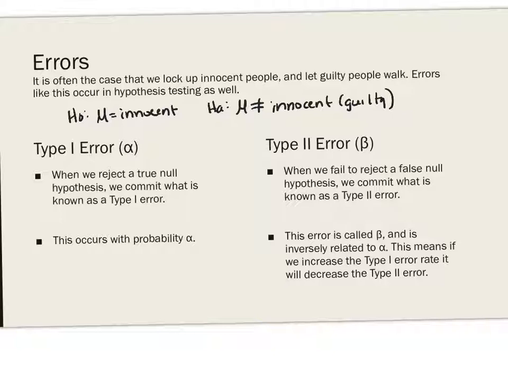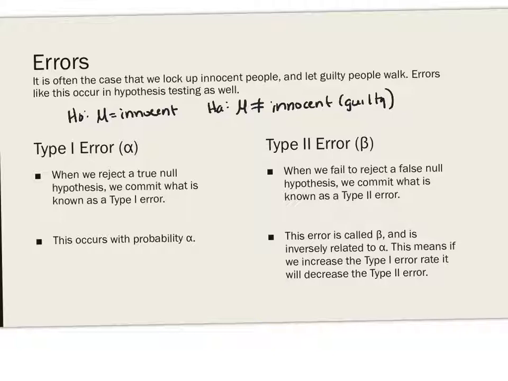A type 1 error occurs with the probability we call alpha. Remember, alpha is our significance level. So if we say our significance level is 5%, for instance, that means we are okay with making an error, the type 1 error, 5% of the time. And in the court case, a type 1 error is when we reject a true null hypothesis.